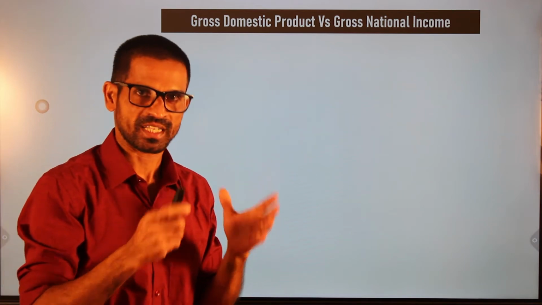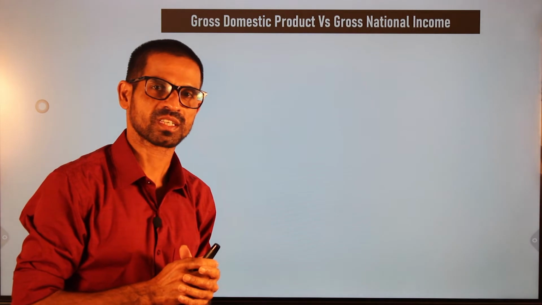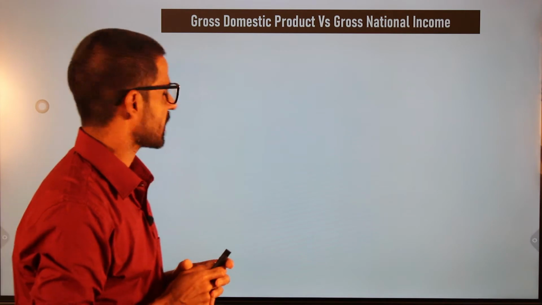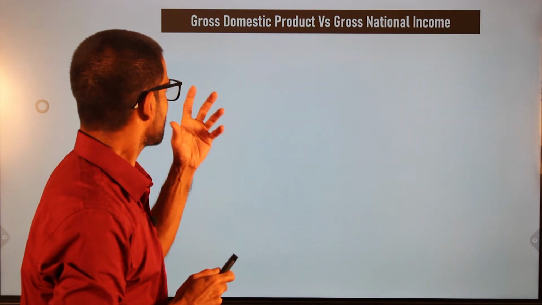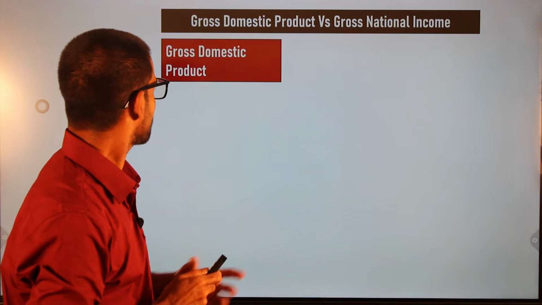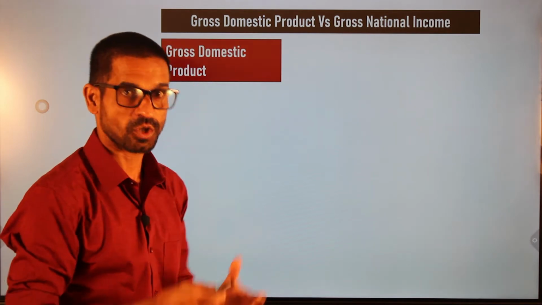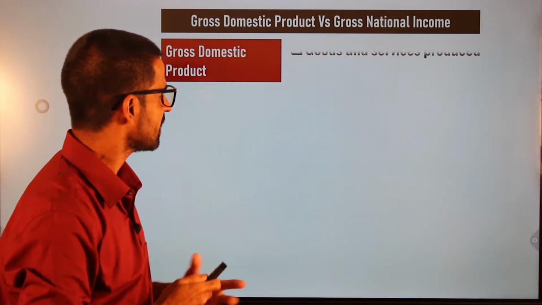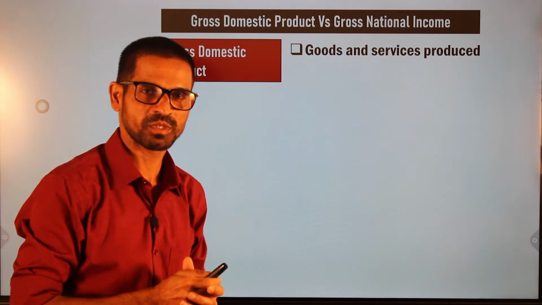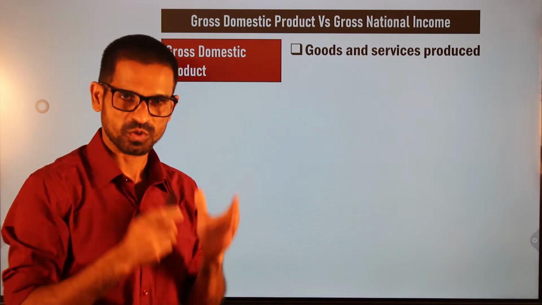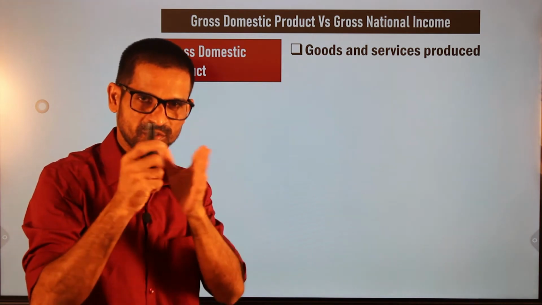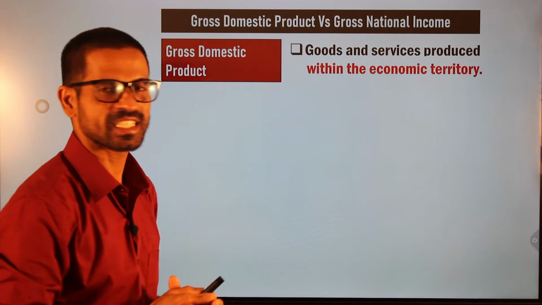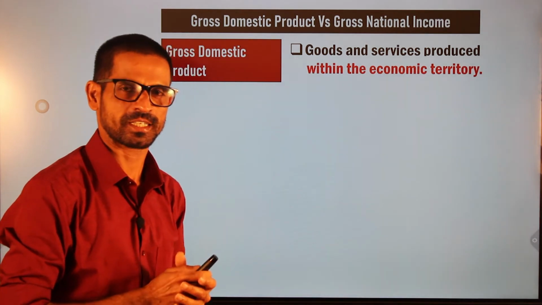Of course, at the end of the lesson, you will be able to answer the structured question in the 2020 paper. Alright, so let's identify what is gross domestic product. Gross domestic product: domestic, within the economic territory, and product. What do you mean by product? Product refers to goods and services. Domestic means within the economic territory. What is this economic territory?